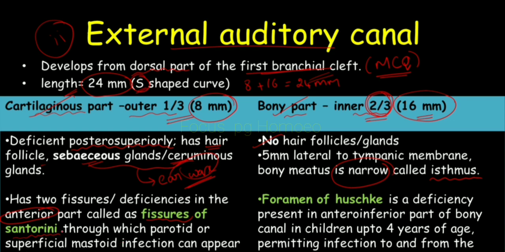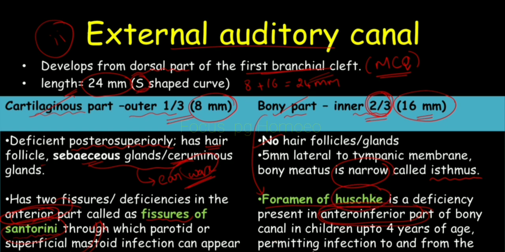So here what happens, because of the deficiency, infections from the mastoid region or parotid region can extend easily into the ear. In the same way, in case of the bony part also there is the foramen of Huschke, which is a deficiency in the antero-inferior part. So here it is the anterior part, here it is the antero-inferior part, and here it is the fissure of Santorini and here it is the foramen of Huschke.